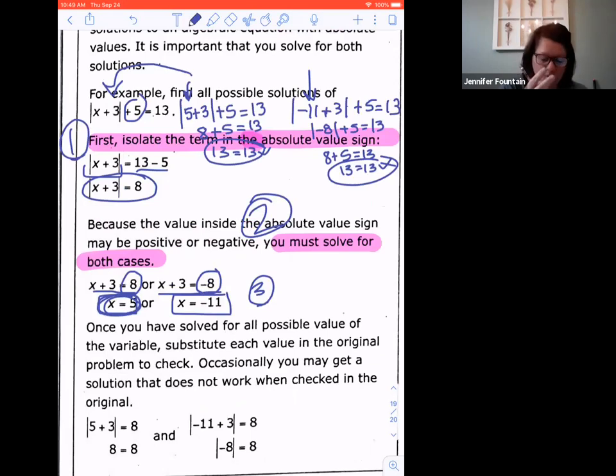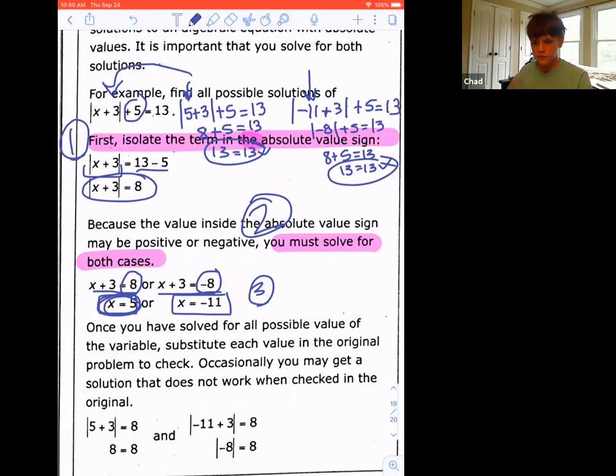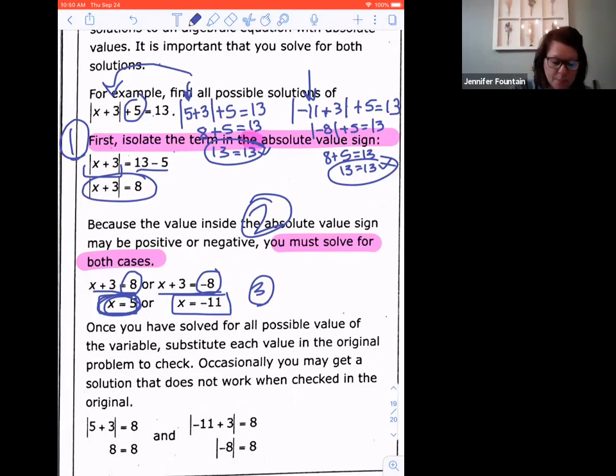Okay, so with an absolute value, that's why you have to work 2 problems, because there's 2 possible answers here. So, which one's the correct answer? They both are correct because notice they both gave us true statements when we plugged them in. If I plug in 5 plus 3 is 8, 8 plus 5 is 13. If I plugged in negative 11 plus 3, the absolute value of that is positive 8 as well. So that is why we have to work 2 problems because there are 2 possible answers to this. They are both correct. So if you don't give both answers, then you've missed half the problem, okay?